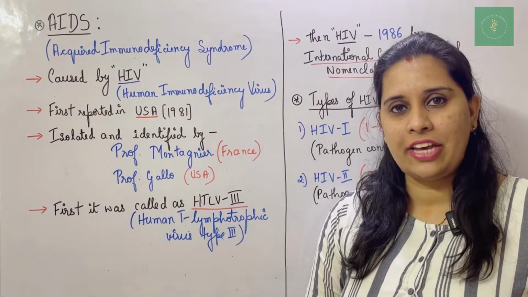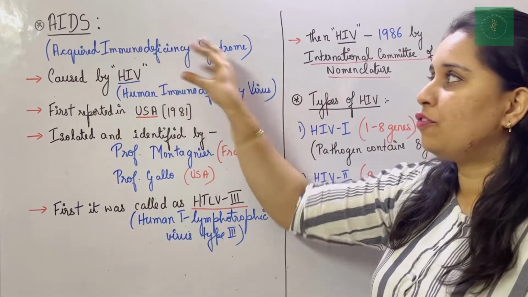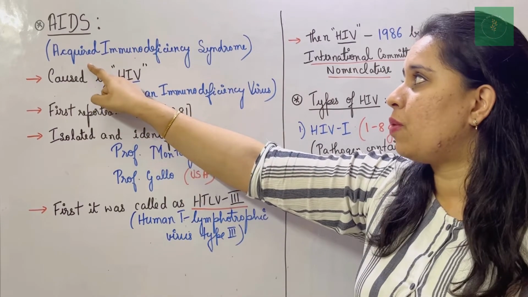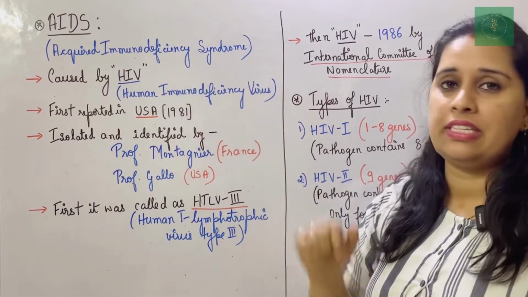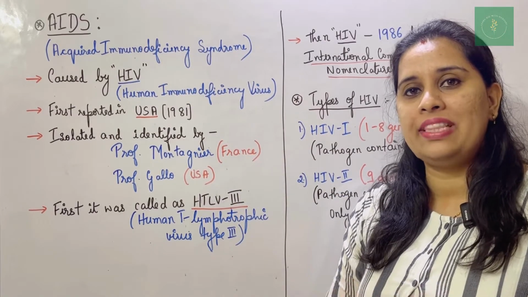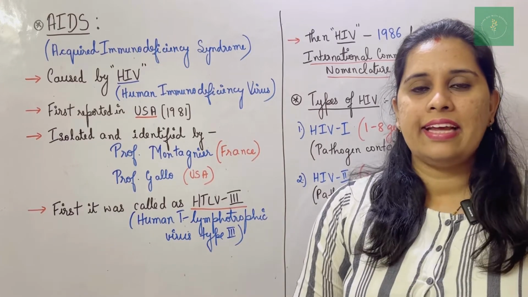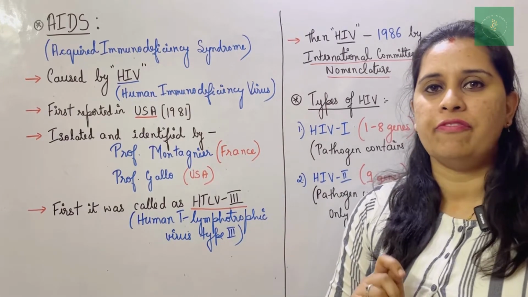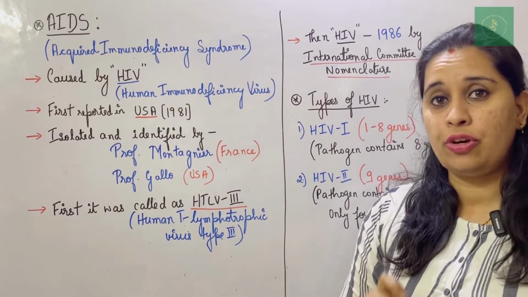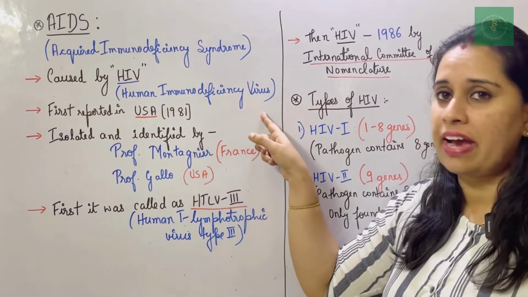So let us start the session. What is the full form of AIDS? AIDS means acquired immunodeficiency syndrome. Acquired means it develops within the lifetime. AIDS is caused by a very important virus which is called HIV. HIV means human immunodeficiency virus.